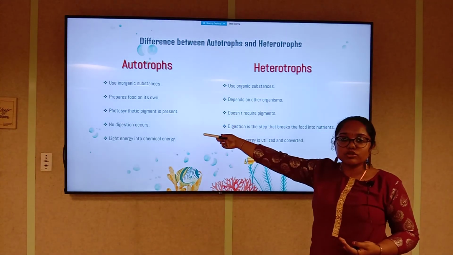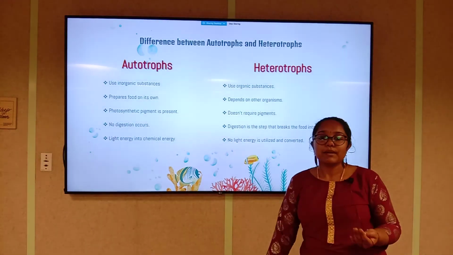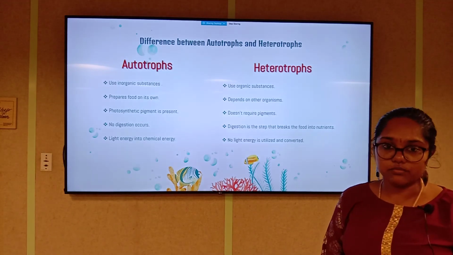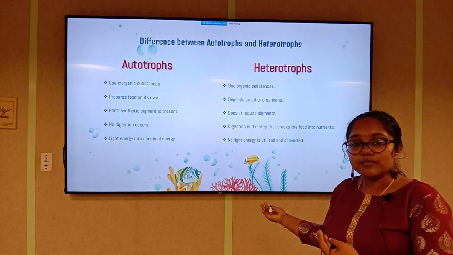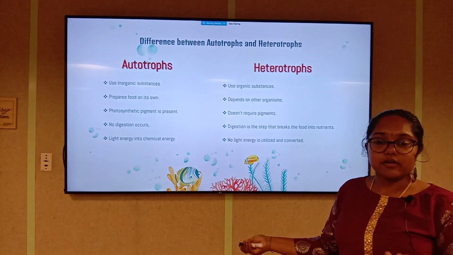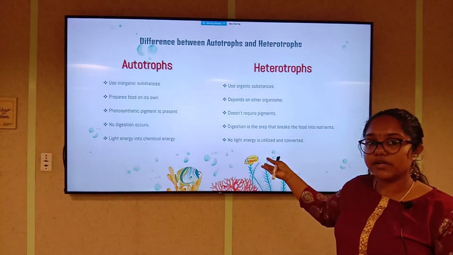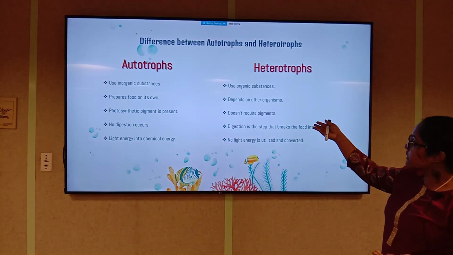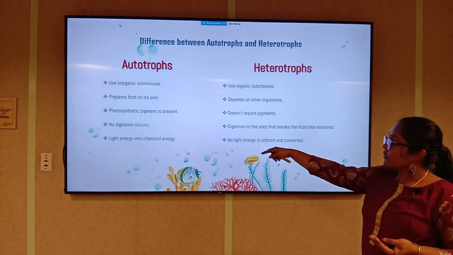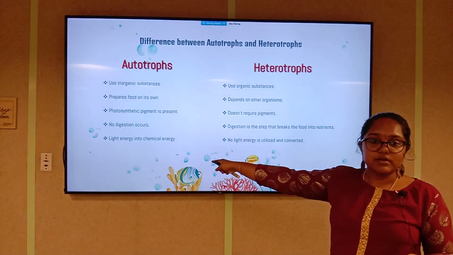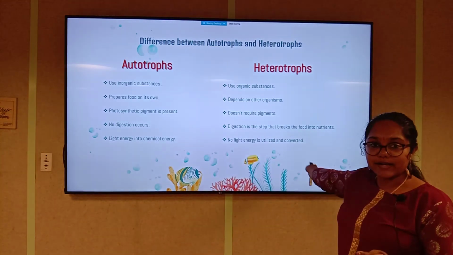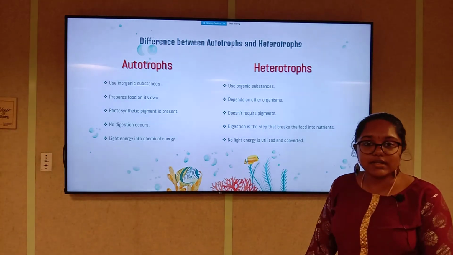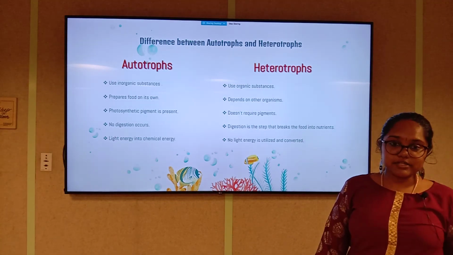Third one, photosynthetic pigment is present. Plants have photosynthetic pigment to trap the sunlight and prepare the food in their own body. Do heterotrophic animals require pigments? No, because they depend on other organisms. They don't depend on the sunlight, they depend on other organisms. So in such a case, they don't require any pigments. Now the fourth one, is there any digestion process happening? No. Whereas in heterotrophs, there is digestion happening. Digestion is the step which completely brings out the nutrients.